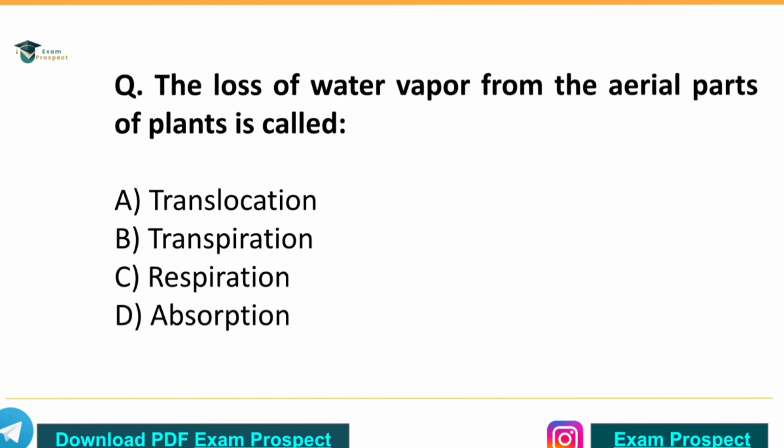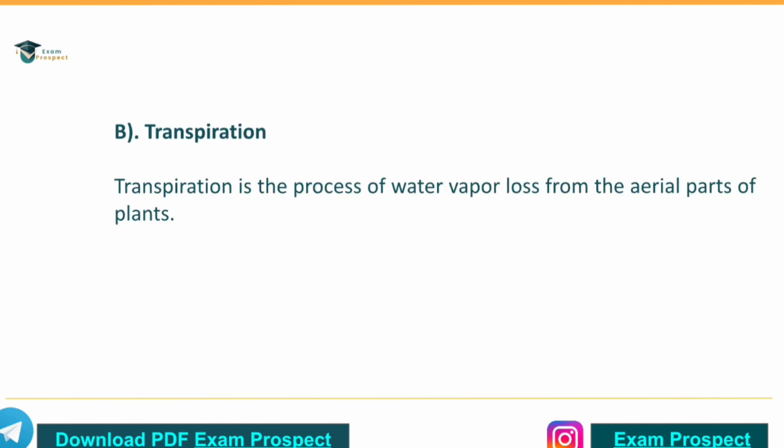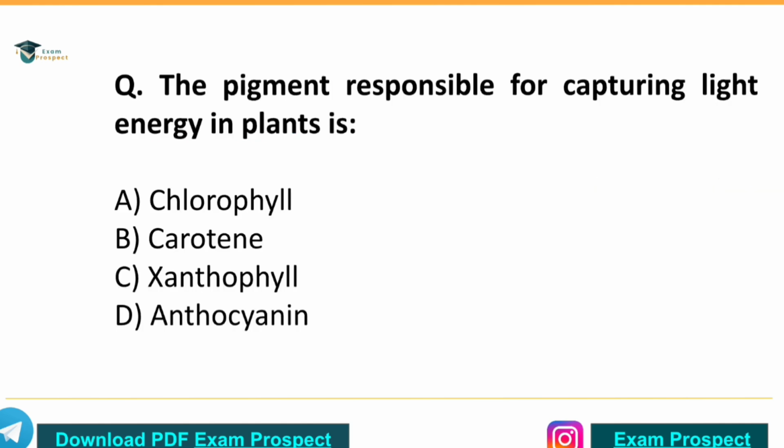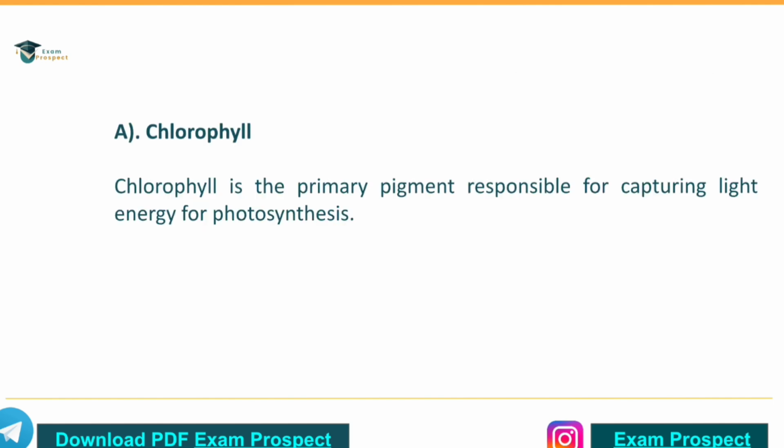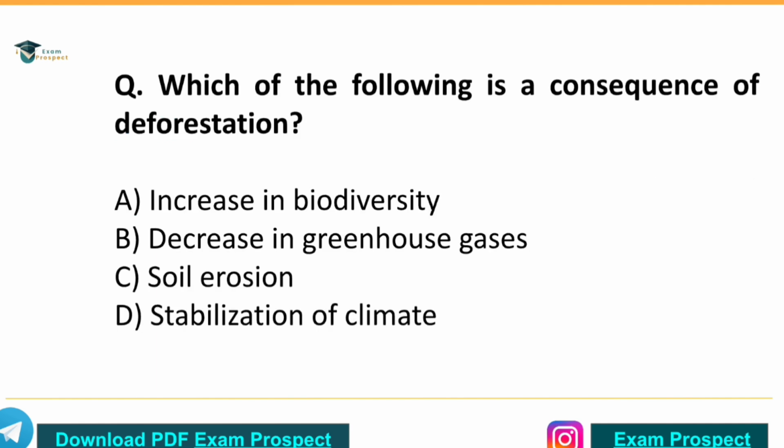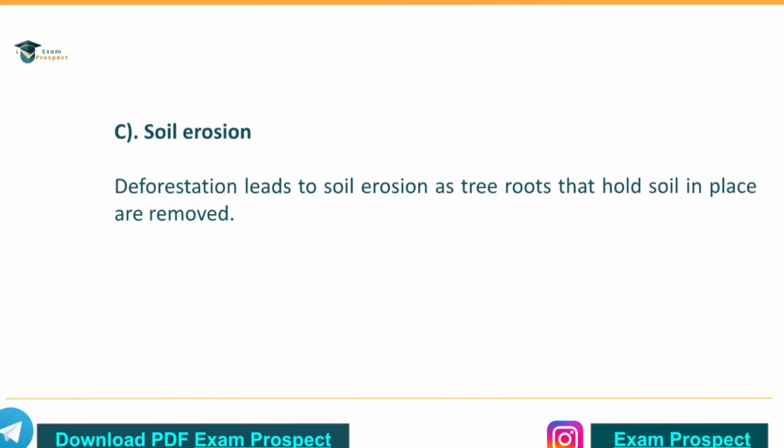Next question, the loss of water vapor from the aerial parts of plants is called. Correct answer is option B, transpiration. Next question, the pigment responsible for capturing light energy in plants is? Correct answer is option A, chlorophyll. Next question, which of the following is a consequence of deforestation? Correct answer is option C, soil erosion.